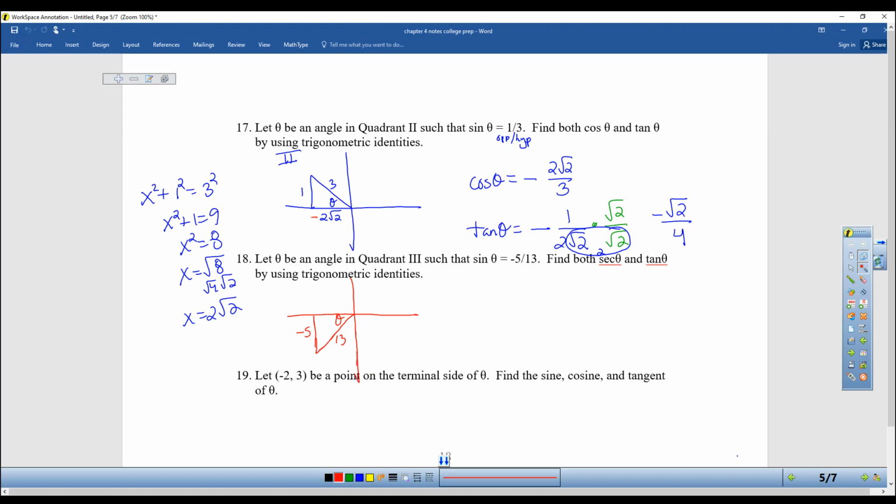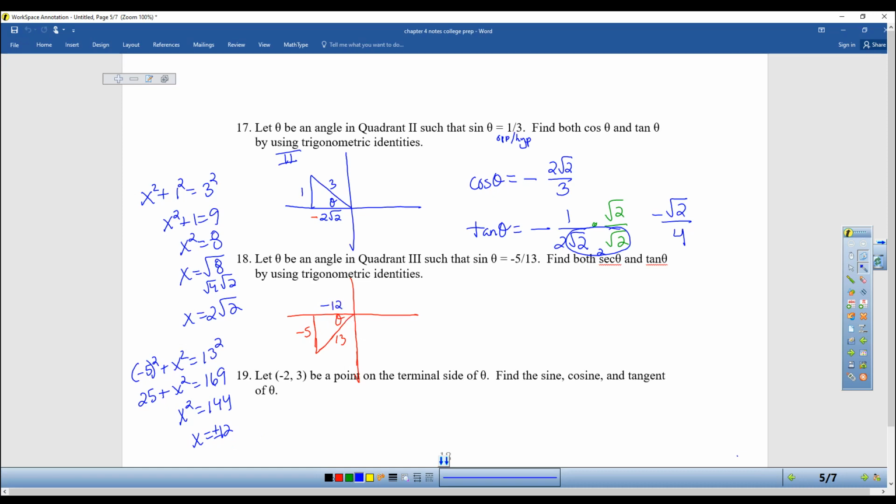So this is a Pythagorean triple. If you don't have it memorized, then you're going to have to do it out. So negative 5 squared plus x squared is equal to 13 squared. 25 plus x squared is equal to 169. X squared is equal to 144. X is equal to, so technically plus or minus, right? So which one do we want? We want the negative 12.